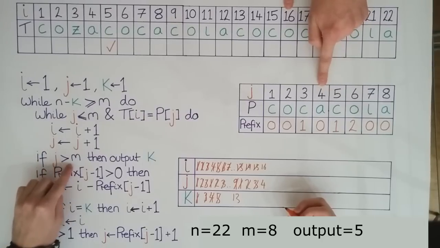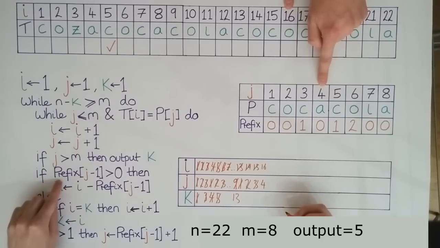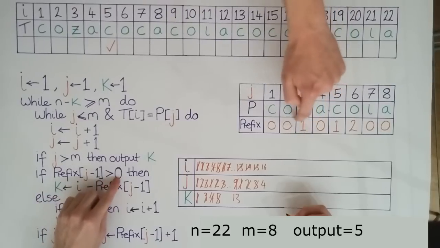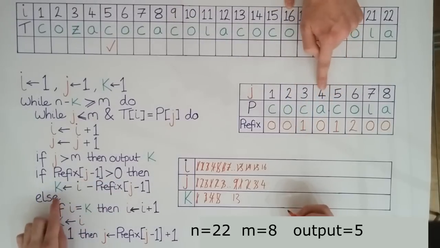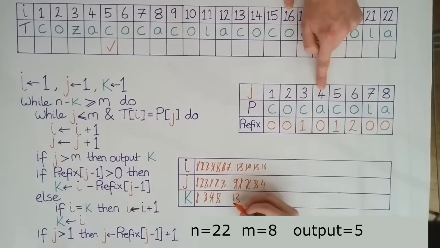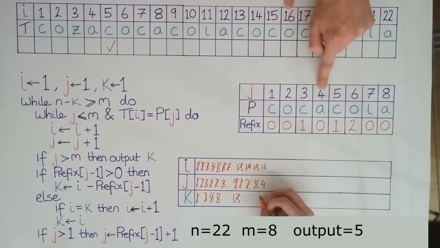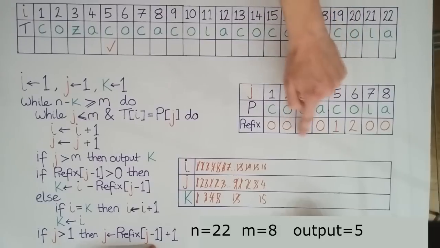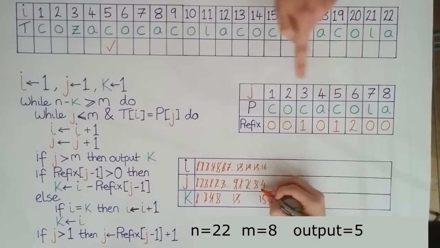j is still smaller than m. So if the prefix of 3 is greater than 0, which it is, as it's 1, k is set to i minus the prefix of 3, which means k is set to 16 minus 1, making that 15. If j is greater than 1, which it is as it's 4, then j becomes the prefix of 3, which is 1, plus 1, making it 2.